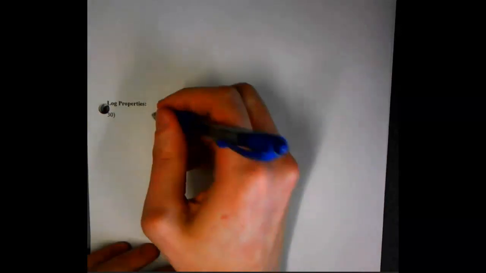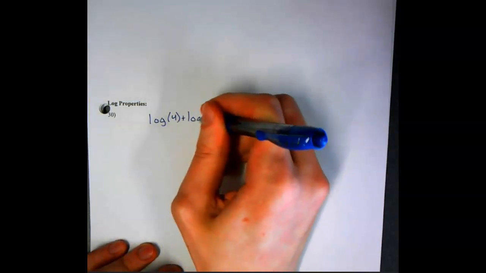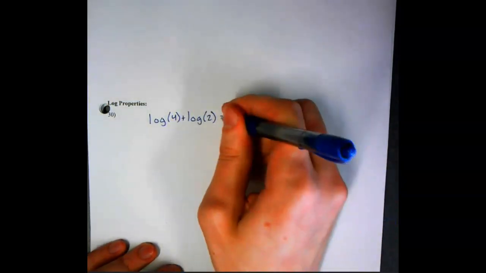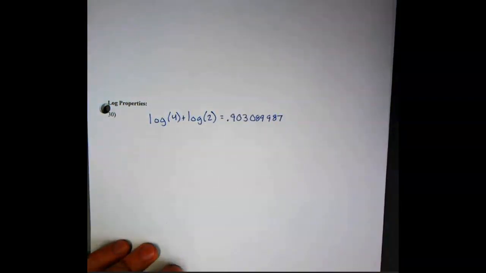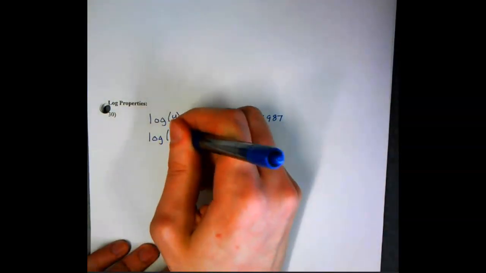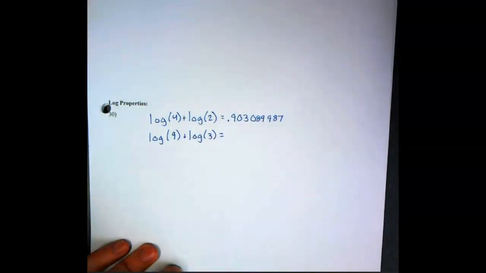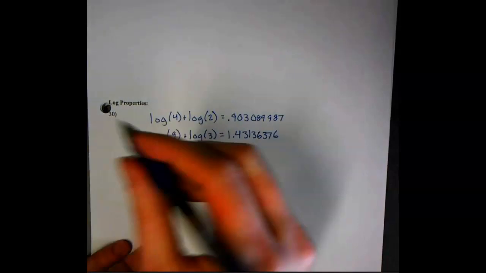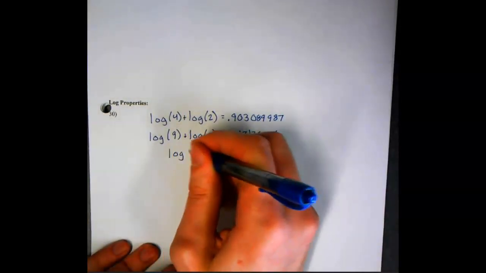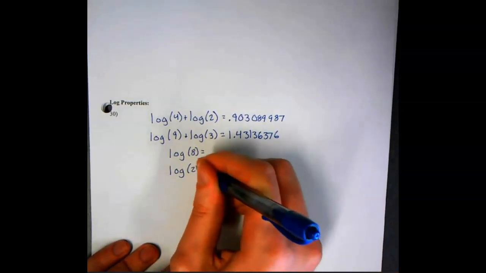Okay, so what we learned about today is log properties. First we're going to try doing what is log of 4 plus log of 2, and that's going to equal this. Then we will try another one, log 9 plus log 3, and that will equal, now we'll try what log of 8 is and what log of 27 is.